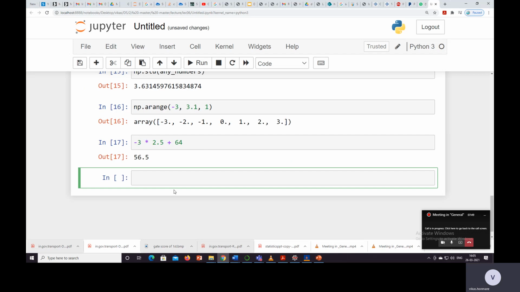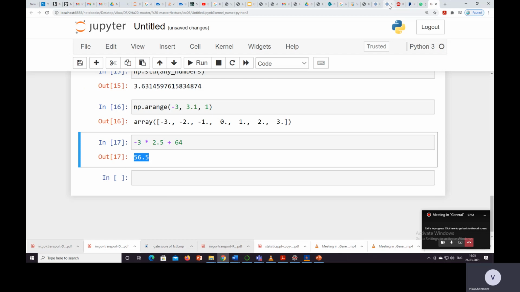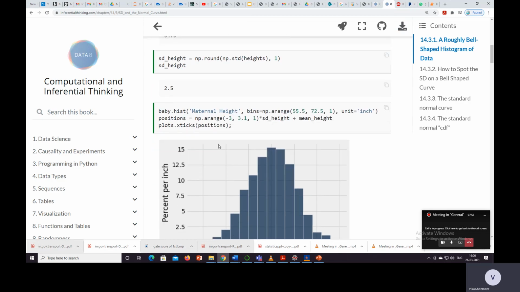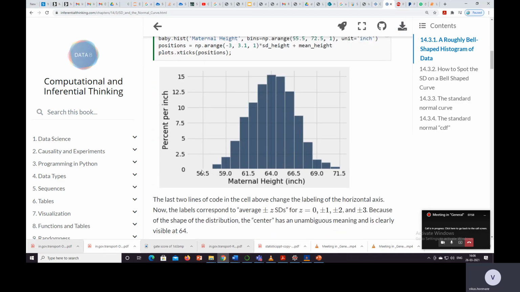So when I run this, I'll get 56.5. Okay, so that is the starting point over here, 56.5. Then we take the next point as minus 3 into 2.5, minus 2 into 2.5 plus mean height 64. Okay, so likewise we get 59, 61.5, 64, 66.5.